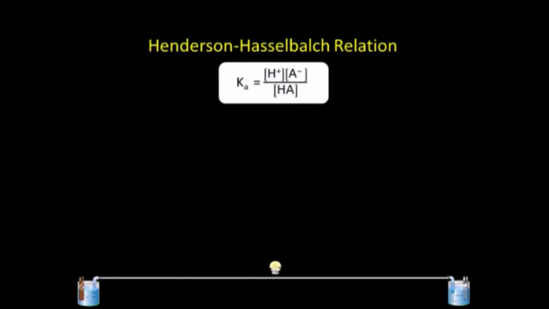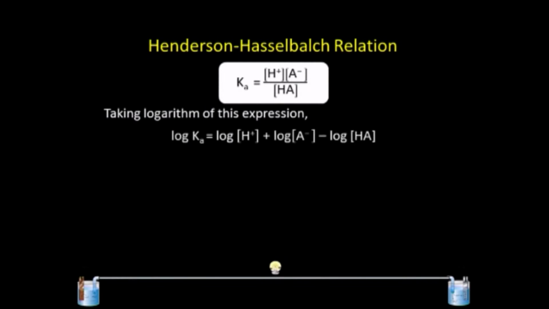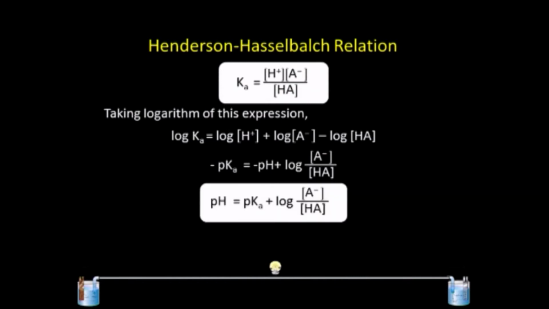Now we can use the well known Henderson-Hasselbalch relation. Ka is equal to H plus multiplied by A minus divided by HA, and taking logarithm of this expression, we can represent it as log Ka is equal to log H plus log A minus minus log HA, and we can write now minus pKa will be equal to minus pH plus log A minus divided by HA. Now we get an expression where pH is equal to pKa plus log A minus divided by HA.